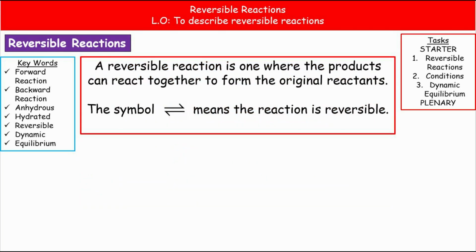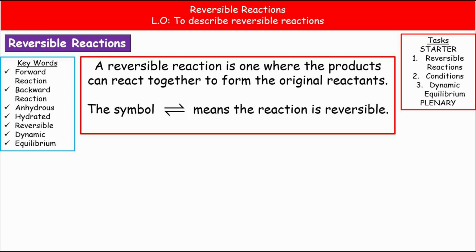So what we're going to be looking at in today's lesson then are reversible reactions. Now, when we talk about a reversible reaction, this is one where, of course, we've got our reactants that make our products, but those products can then react together to form our original reactants. So this is a reaction that goes both ways.